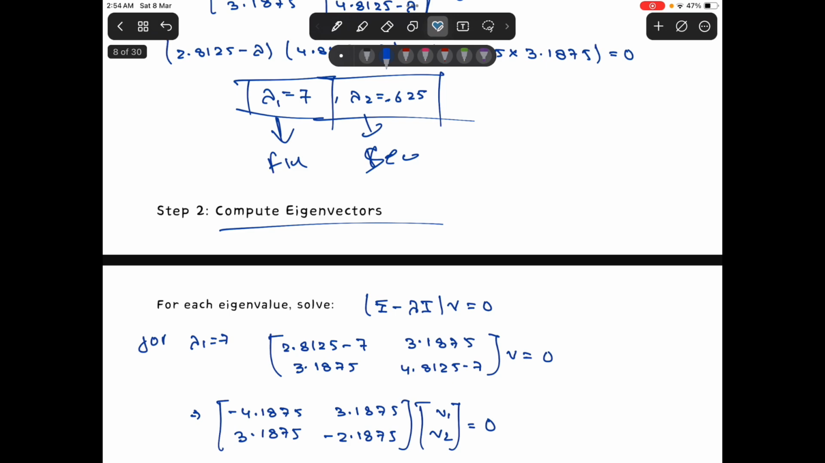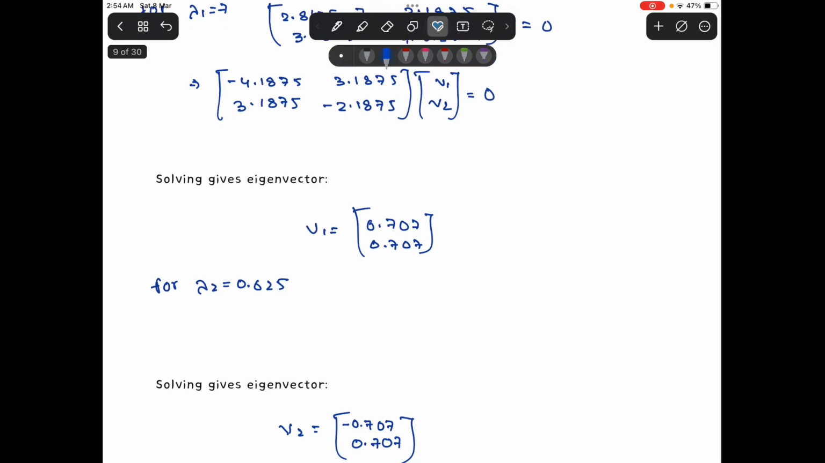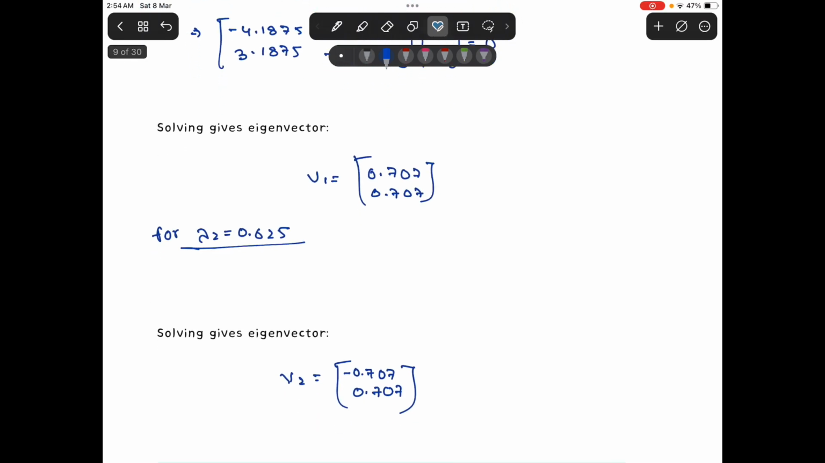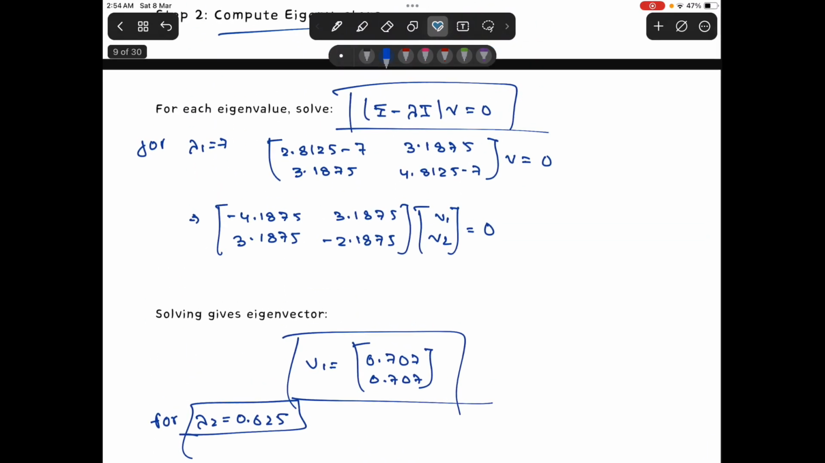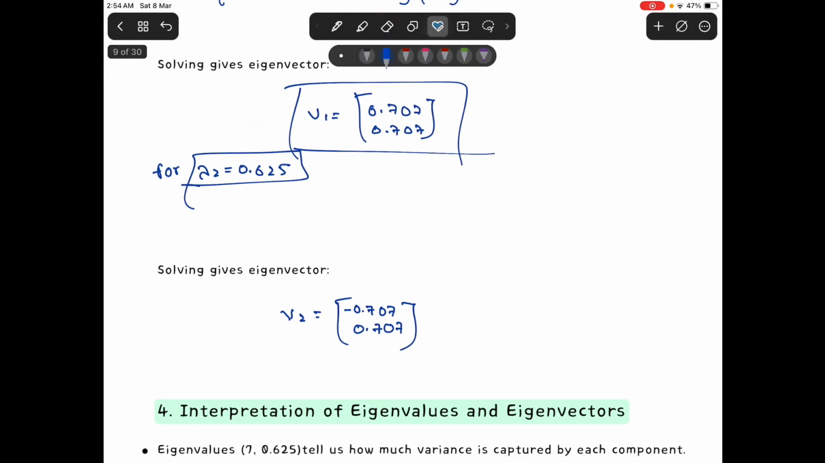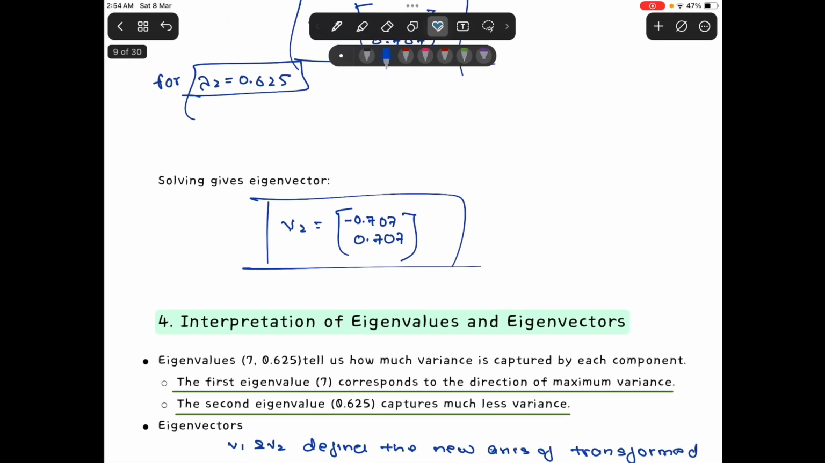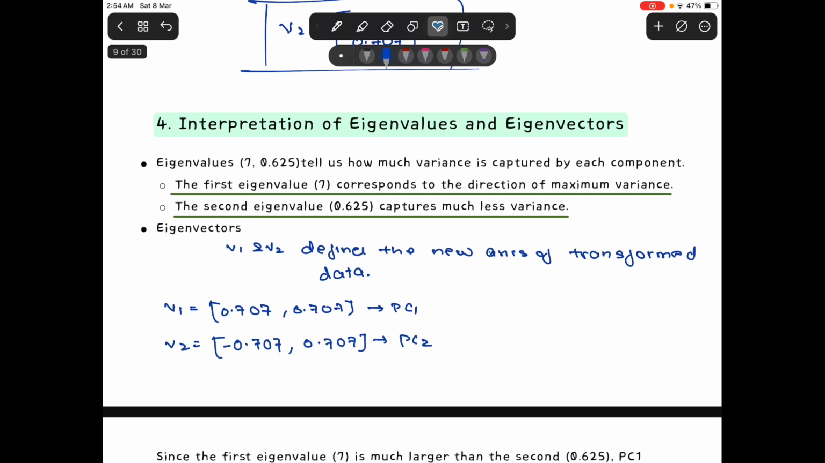The formula for computing the eigenvector is this. After computing, for lambda 2, that is 0.625, our eigenvector becomes this one. For the first eigenvector, actually, I have not computed it. Oh, here is the second eigenvector. So these two are the eigenvectors corresponding to their eigenvalues.